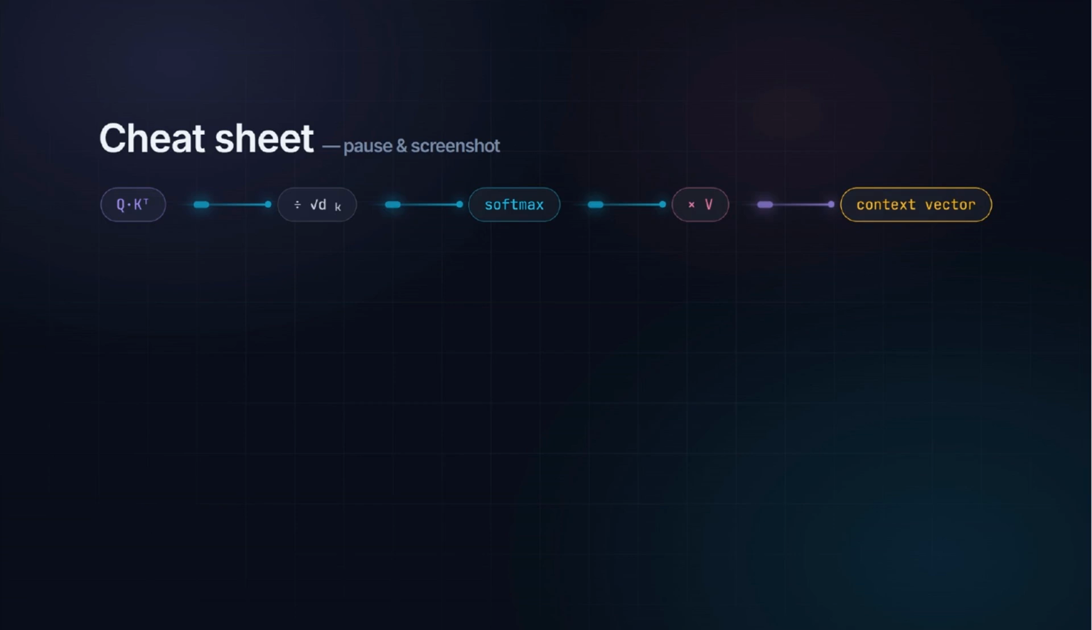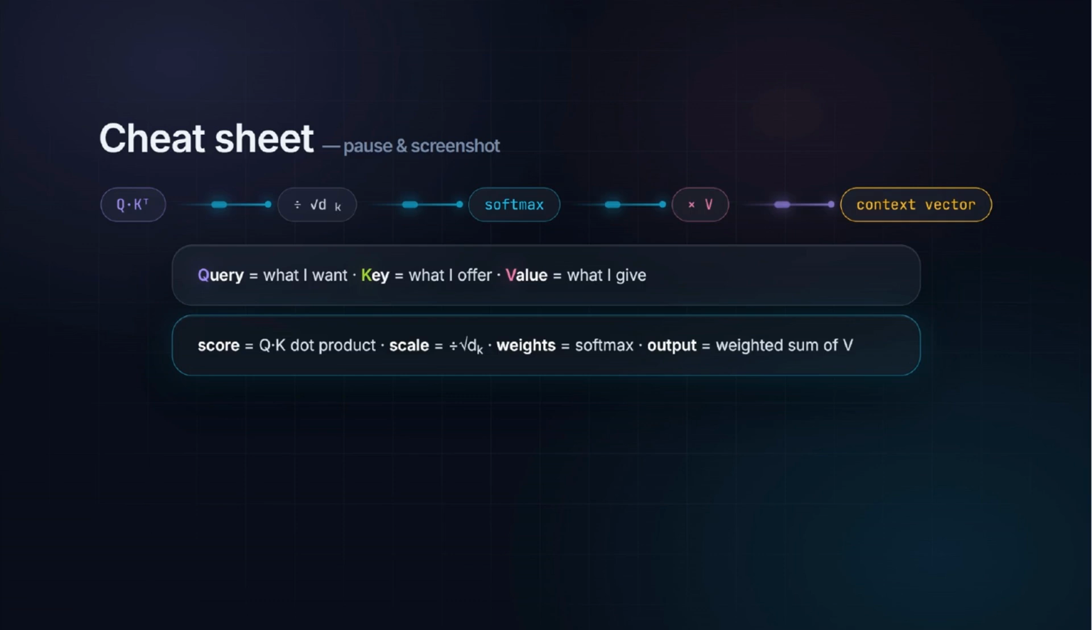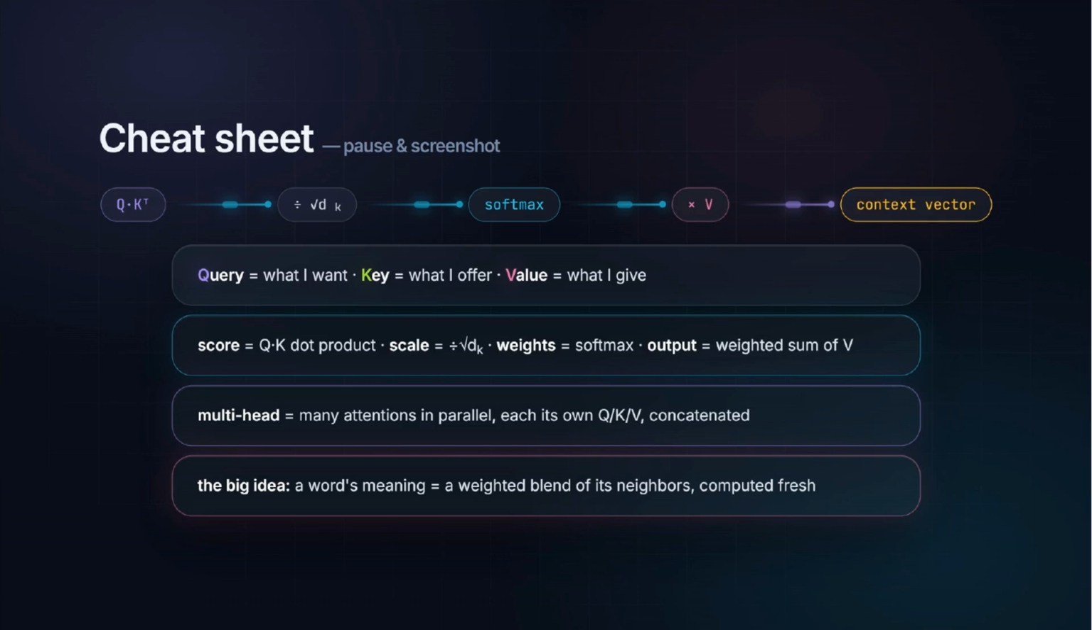Pause and screenshot the whole video on one screen. The pipeline: Q K transpose, divide by root d_k, softmax, times V, out comes a context vector. Query is what I want, key is what I offer, value is what I give. Score is the QK dot product, scale is dividing by root d_k, the weights are a softmax, the output is the weighted sum of values. Multi-head means many of these running in parallel, each with its own Q, K, and V, then concatenated. And the one big idea: a word's meaning is a weighted blend of its neighbors, computed fresh every time.